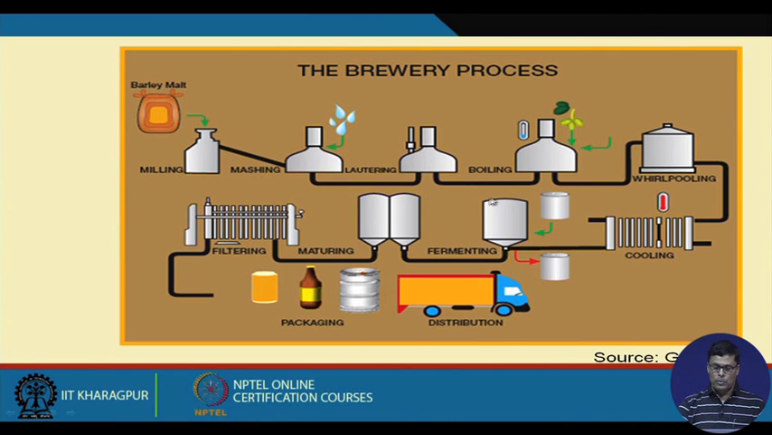So what I mean is that this is the fermentation process, the bioprocess, and before the material comes to the bioprocess, there are so many units involved. We have the malting process, milling process, mashing process, lautering process, boiling, whirlpooling, then cooling, and then it comes to fermentation. After fermentation, it goes to different separation processes, called the maturation process. Then we have filtering. Packaging can be done in different ways, either in cans, bottles or barrels, and then it is marketed with the help of some transport arrangement.